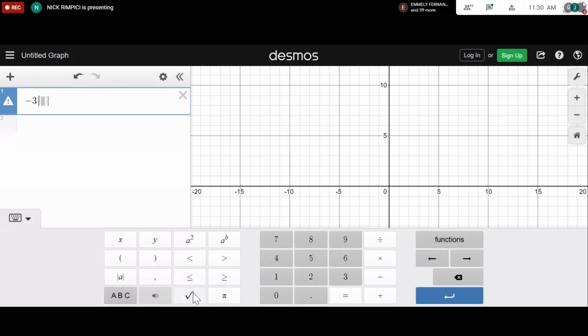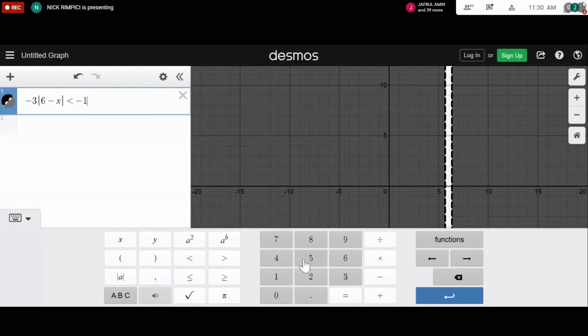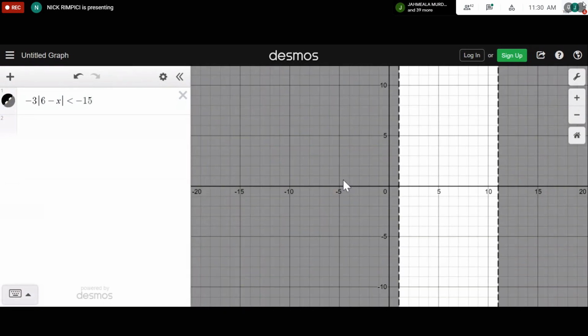Then it was 6 minus x. Oops, that went in the wrong place. It should be on the inside, 6 minus x. And then I believe it was less than -15. Okay, so I actually have values. The reason why this one works out, even though it says less than negative, is because this absolute value is not isolated. You have to divide it first. So this one's not as easy to figure out without actually doing the steps.